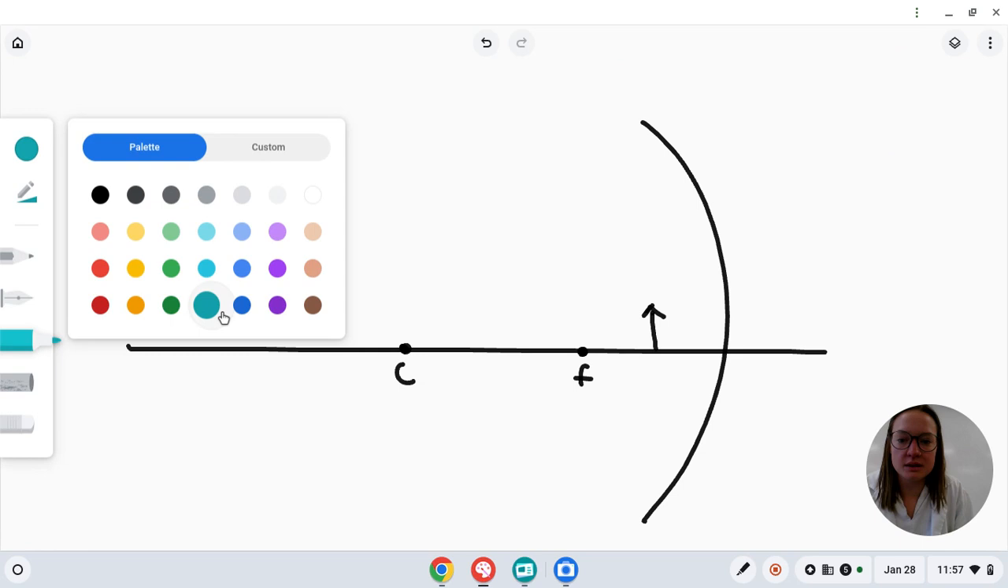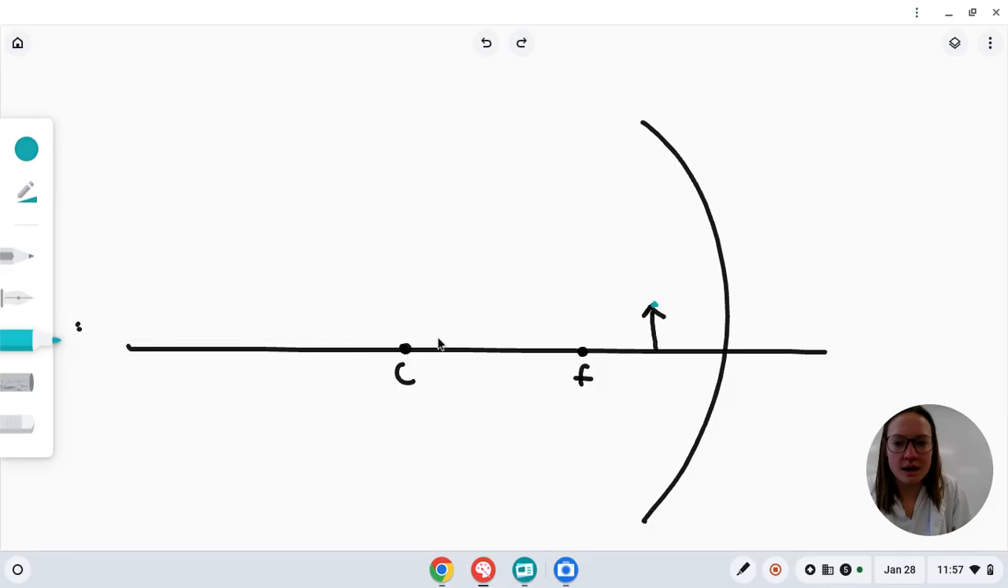The first golden rule of optics is that a light ray that goes through C is going to reflect back on itself. Here's the top of my object, and right here is C. The problem is that I want a light ray going from the top of the object to the mirror. I don't want a light ray going from the top of the object back down to C, because I want a light ray that's actually going to hit the mirror.